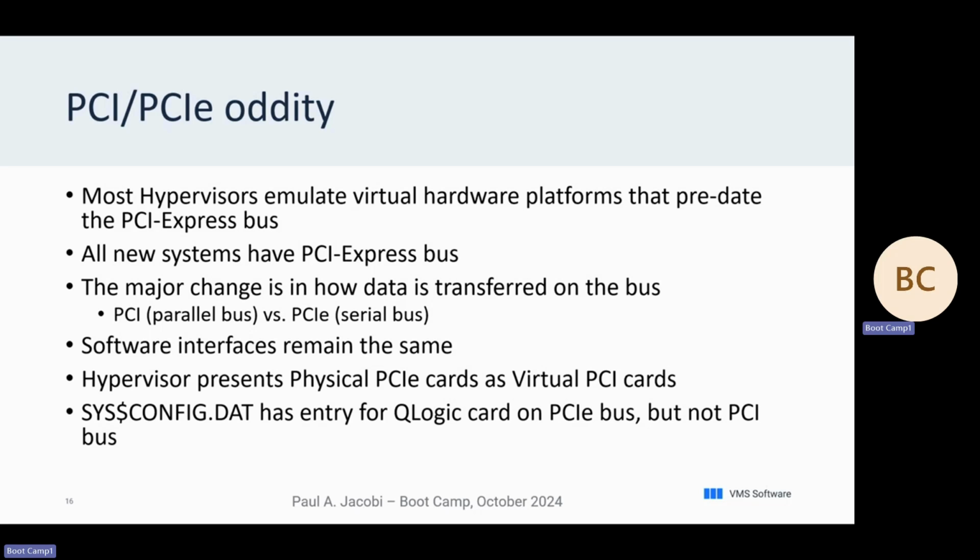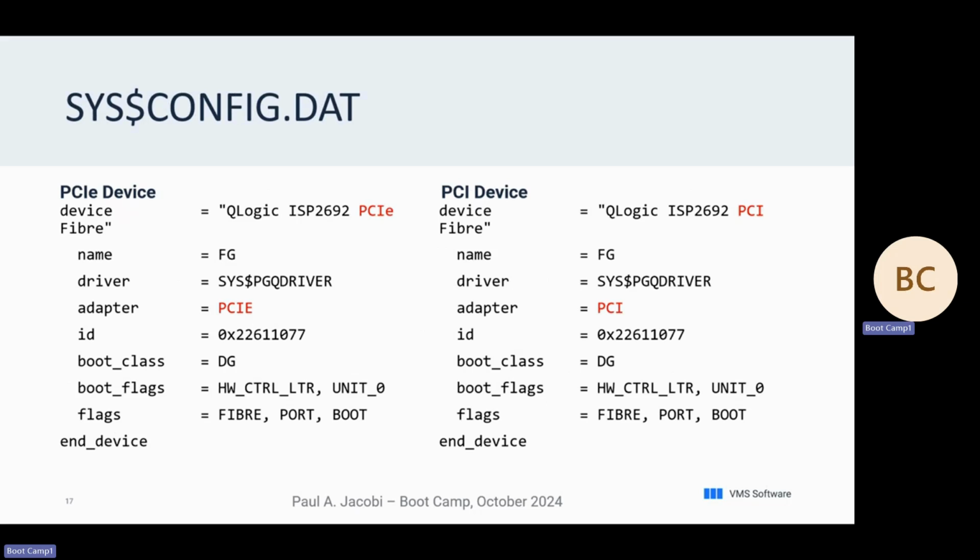The problem here is that VMS has an entry in its configuration database for the QLogic card on the PCIe bus, but not on the PCI bus. Type base, delete one letter. Yep, exactly. Well, actually two letters. So I thought, oh, this is an easy problem to fix. Oh, okay, two letters. I forgot the device name. Yeah, you have the device name and the adapter. So that's basically what I did.